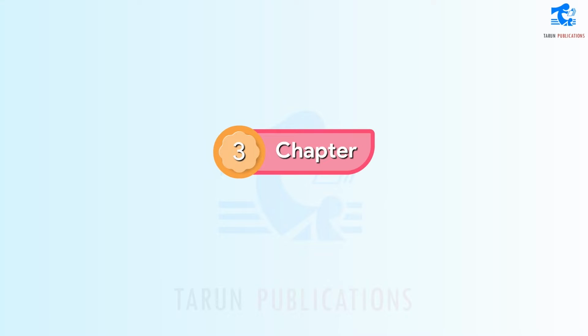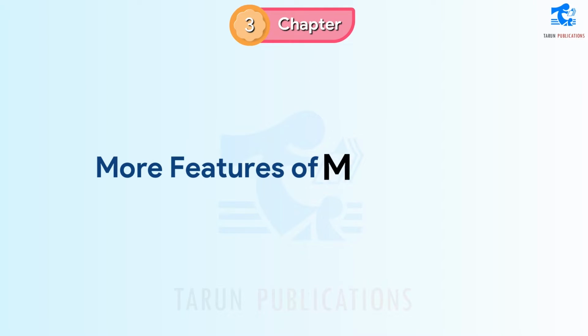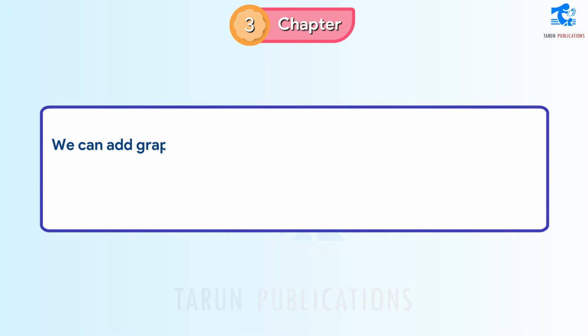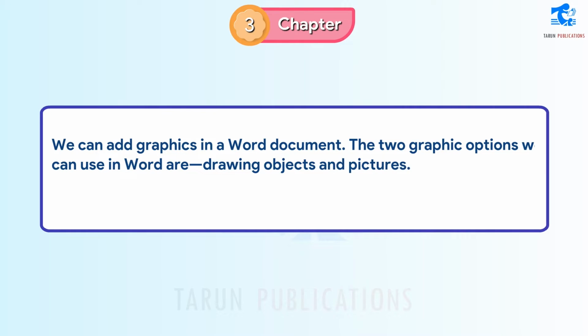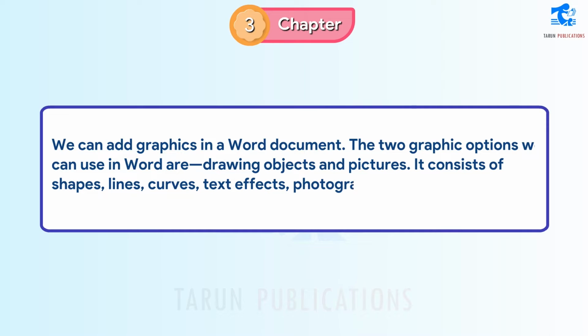Chapter 3. More features of MS Word 2016. We can add graphics in a Word document. The two graphic options we can use in Word are drawing objects and pictures. It consists of shapes, lines, curves, text effects, photographs, cliparts, etc. We can use all these features.